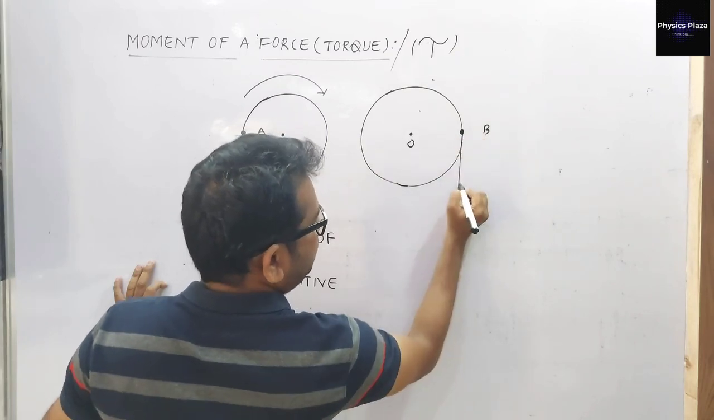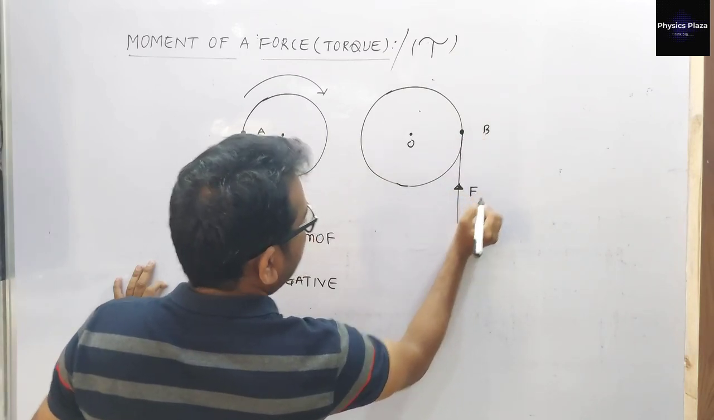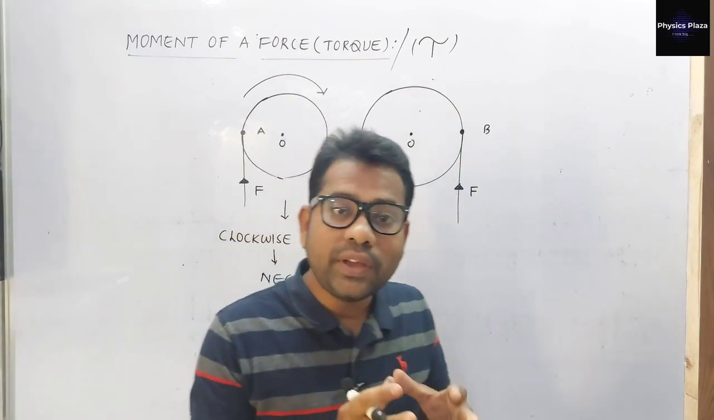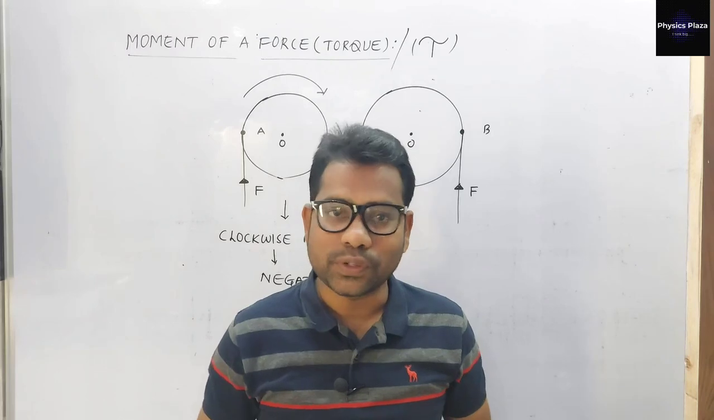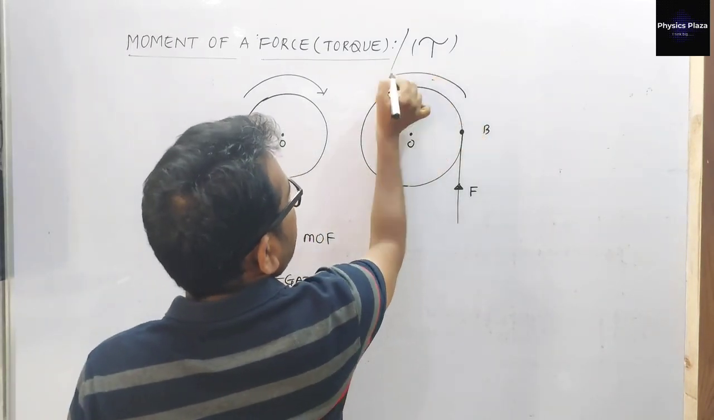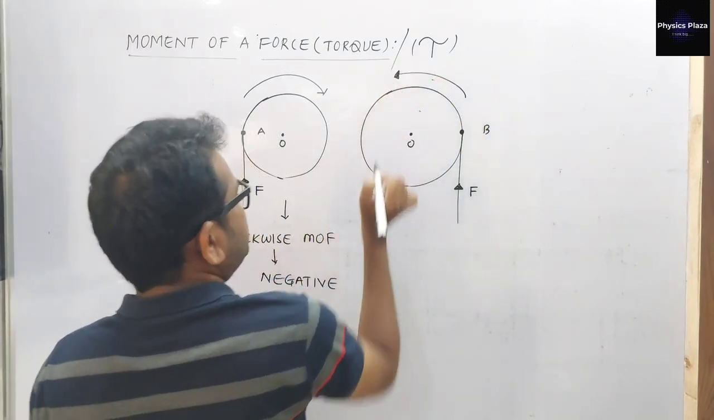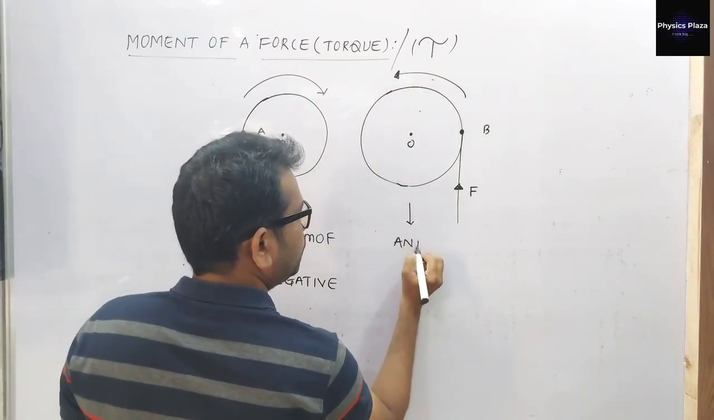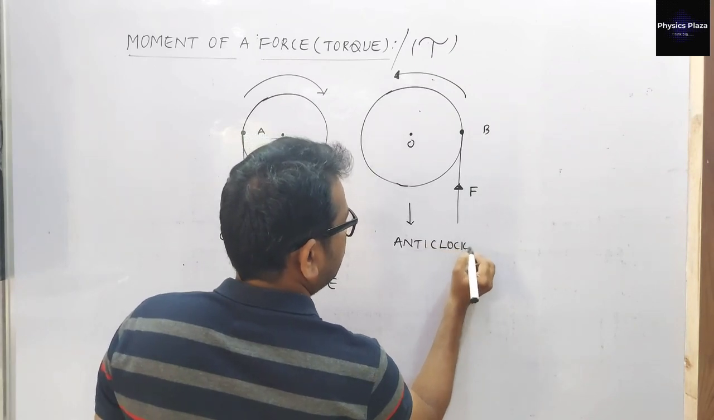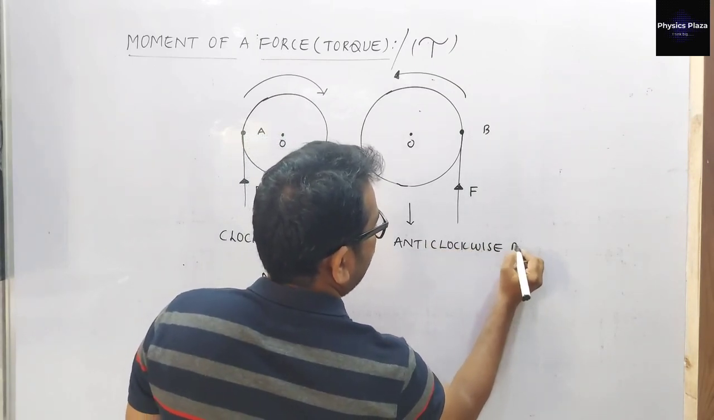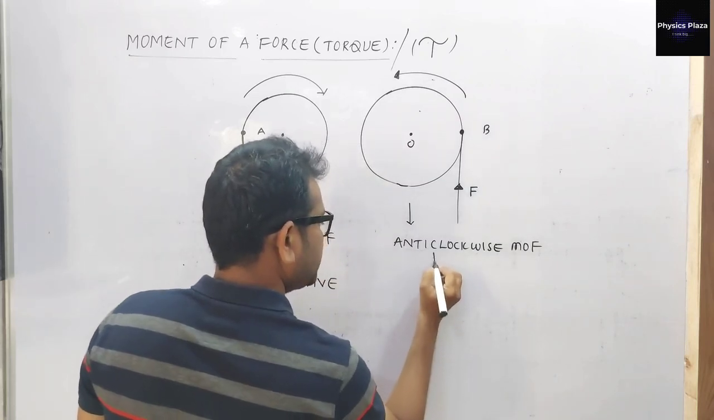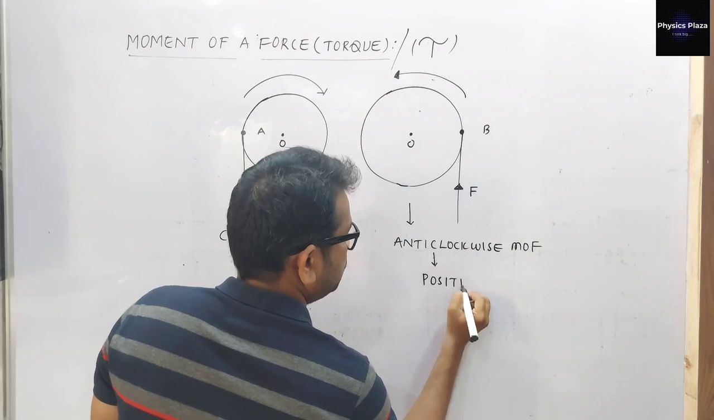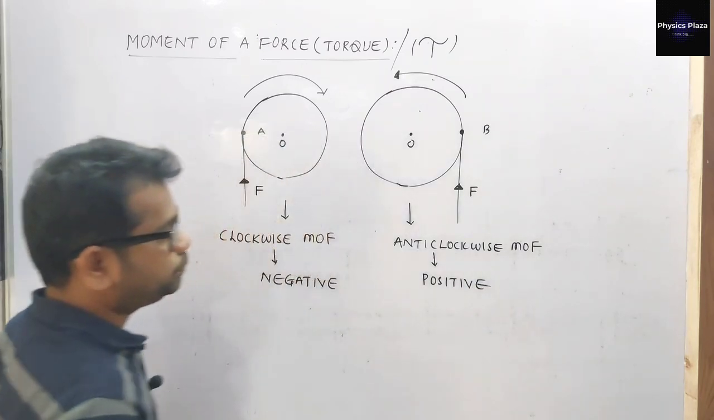So here, same force, look at it, children. Are we changing the direction? No, we are not changing the direction of force. Only we are changing the point of application of force. Then what happens, children? It will produce movement in the anti-clockwise direction. So the resultant movement we can call an anti-clockwise movement of force, and anti-clockwise movement of force can be taken as positive.